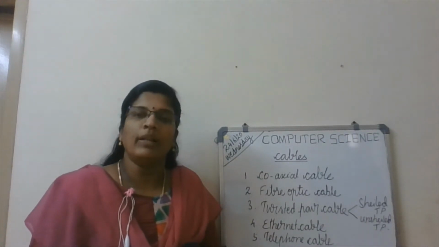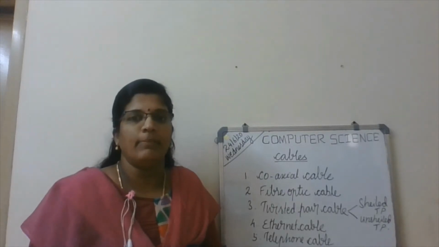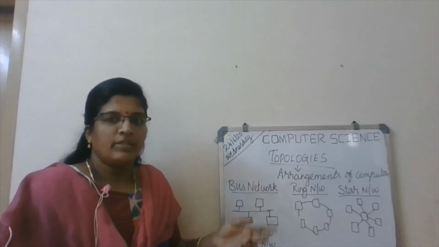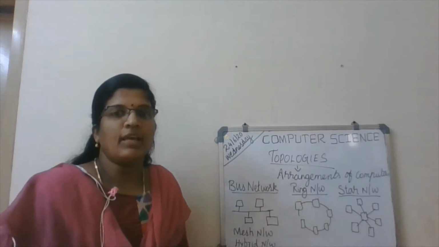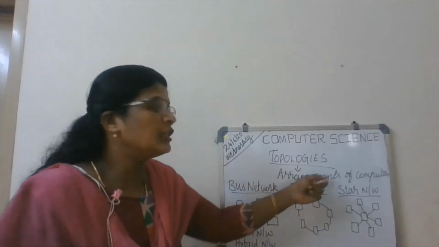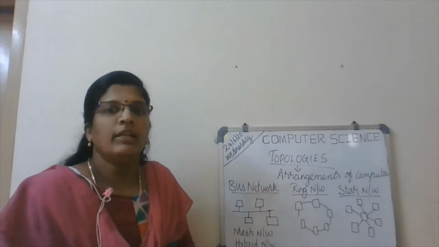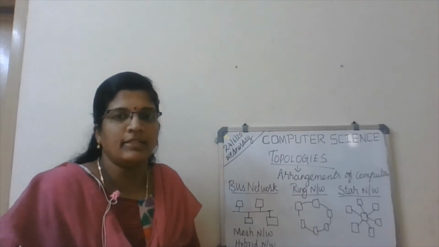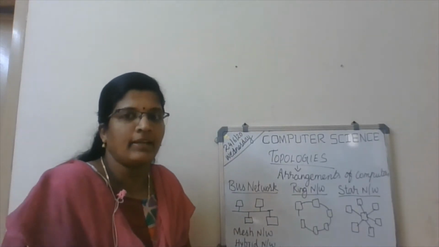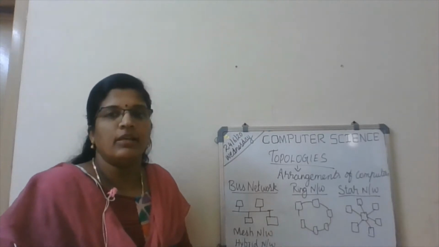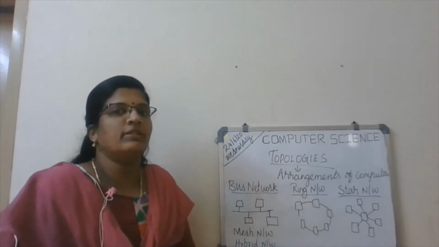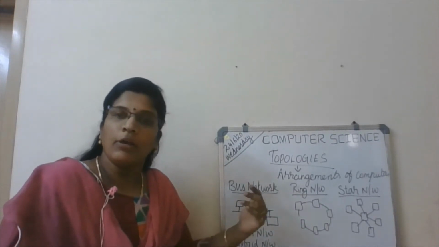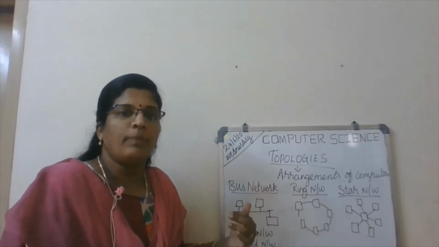So let's see what types of topologies are available. Now we are going to study about different types of topologies. As I said, topology means arrangement of computers in a network, in what arrangements they are connected. There are different types of topologies available in networking. I have mentioned very few here, so please go through it.